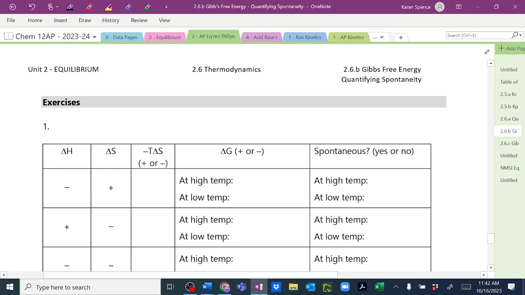Do you have time this evening to do some of the questions for 2.6a and 2.6b? Is that a no? Okay, study for your equilibrium test, okay? Just go study for your equilibrium test.